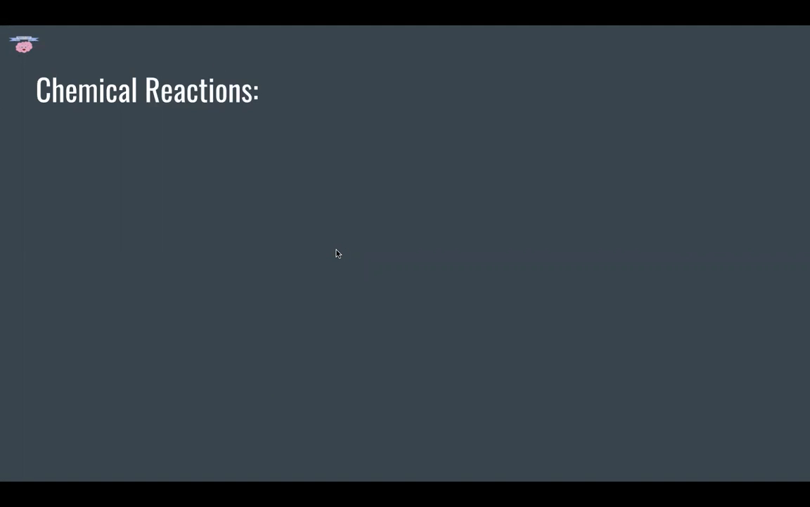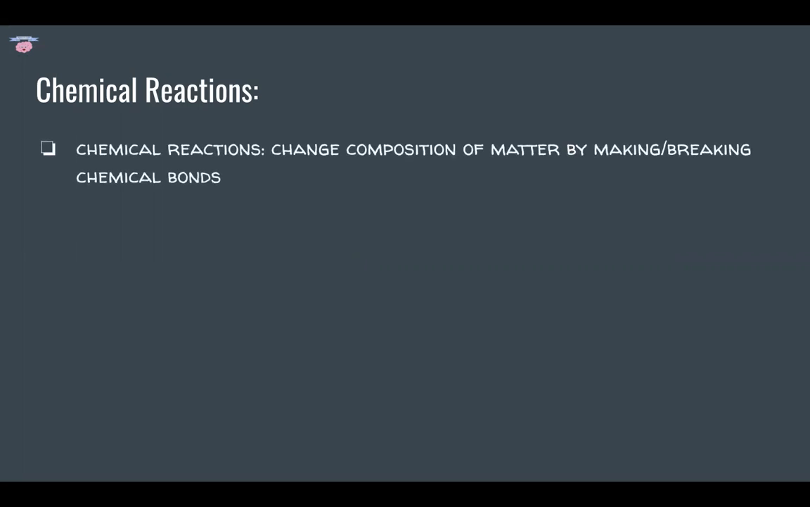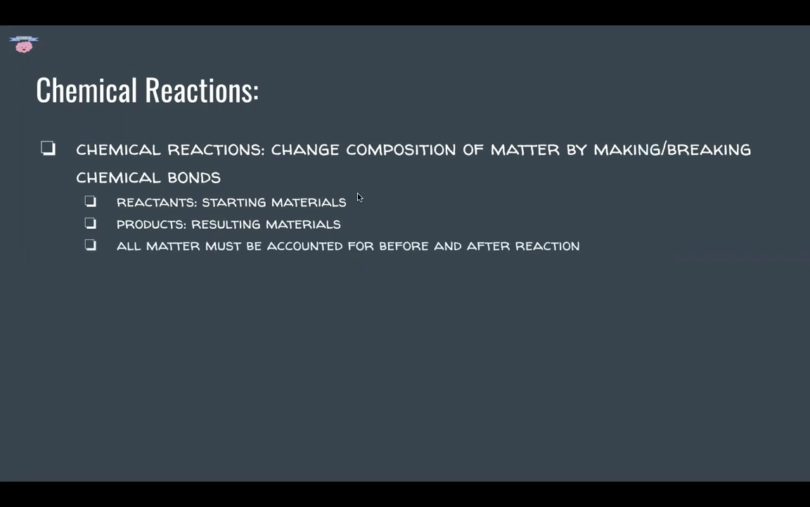And now chemical reactions, our final topic. Chemical reactions change the composition of matter by making or breaking chemical bonds. It's basically turning from one molecule to another. The reactants are the starting materials, while the products are the resulting materials. Key principle: all matter must be accounted for before and after a reaction. You've probably heard of the law of conservation of mass. Mass is never destroyed or created, it's just changed.